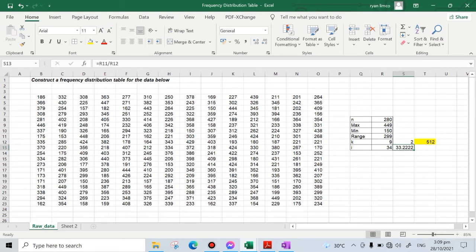Halimbawa, this is 33.0. So, that would be 34. If this is 35, we'll be using 36. Okay.